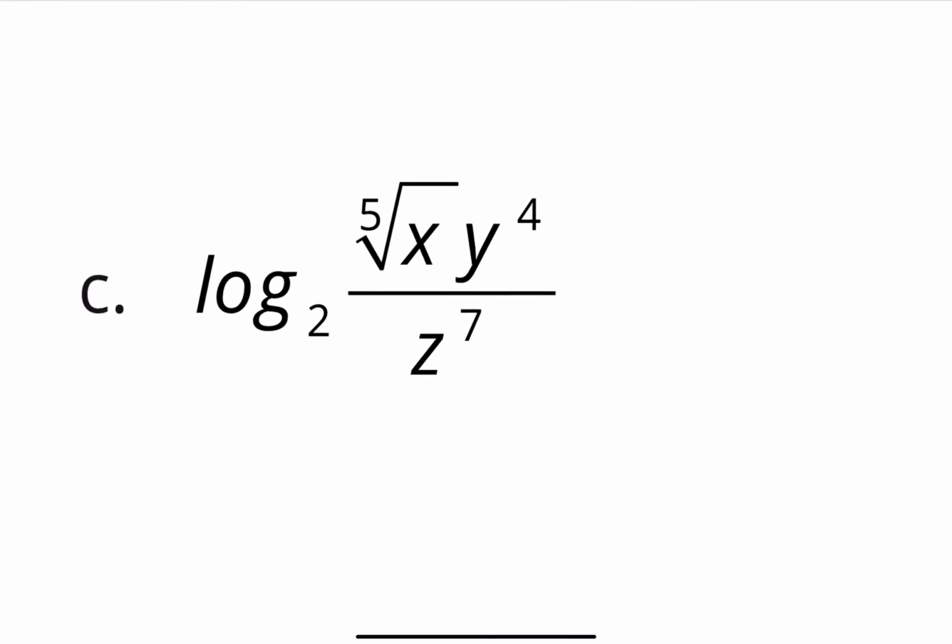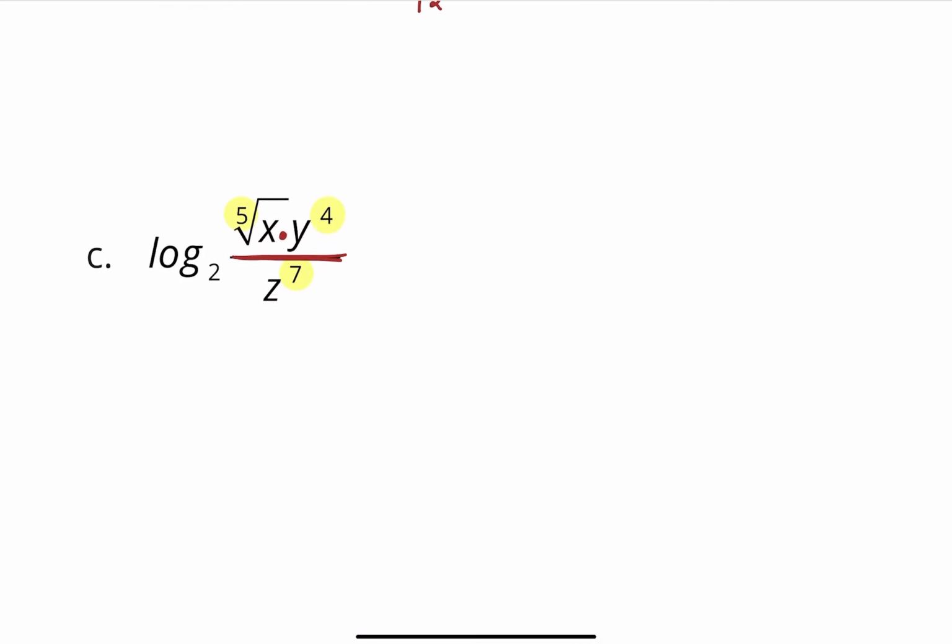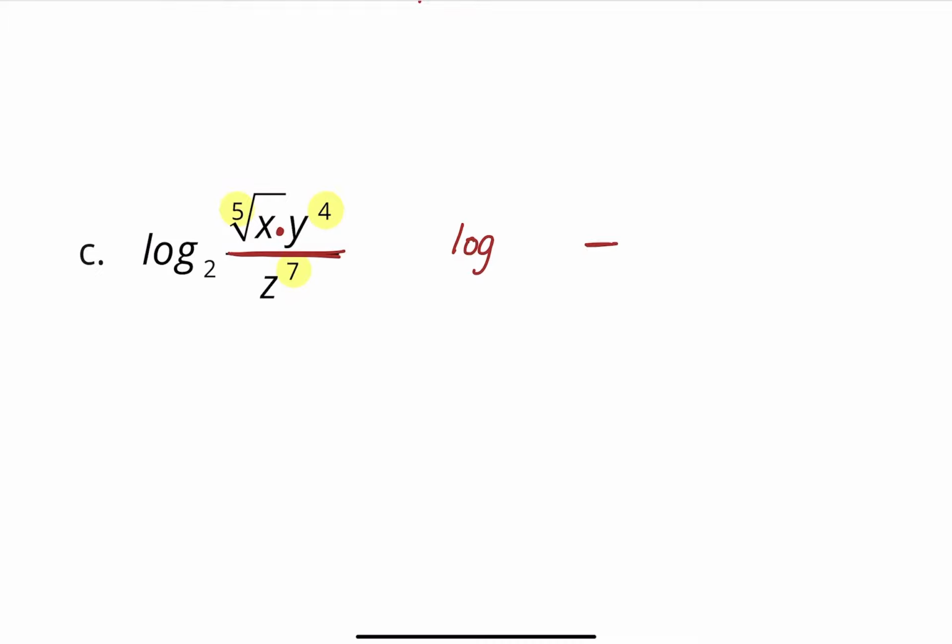Now let's go ahead and take a look at the next one. Step 1 is to identify. I have a power, I have a power, I have a power, I have a multiplication, and I have a division. So I'm going to start with my division. Minus log. Looks like I need more space here, so I'm going to move this to the side. And this is going to be 5th root of x times y power 4 minus z power 7. The base is 2, the base is 2.